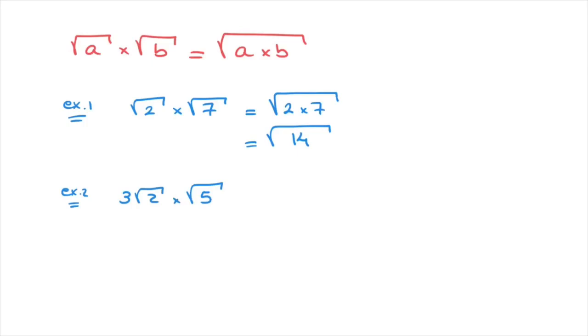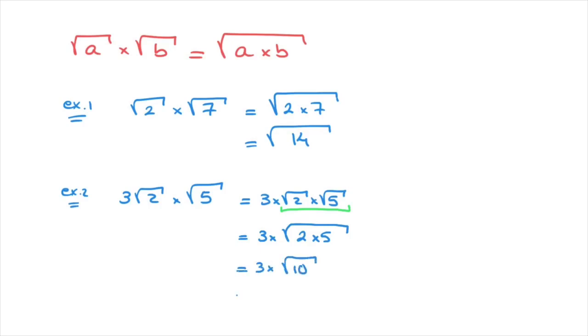Another example, example 2, would be 3 root 2 times the square root of 5. Well, the first thing I want to draw our attention towards here is that when we write 3 root 2, it means 3 times root 2. In other words, this is equal to 3 times the square root of 2 times the square root of 5. Now that we've done that, we can focus on these two terms in the multiplication that I've just underlined in green and use our formula for multiplication of radicals to write that this equals 3 times the square root of 2 times 5. That's equal to 3 times the square root of 10, and finally we can state that that's equal to 3 root 10.